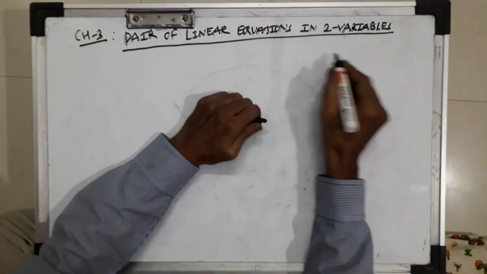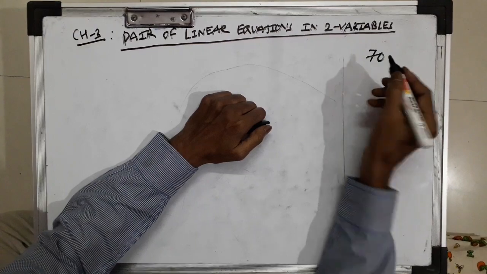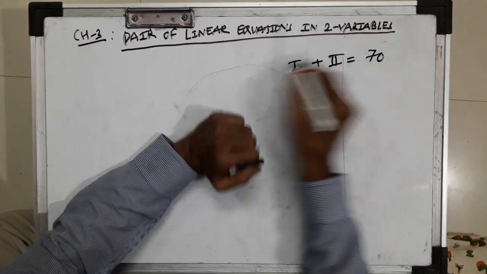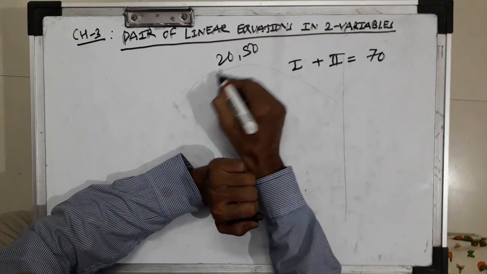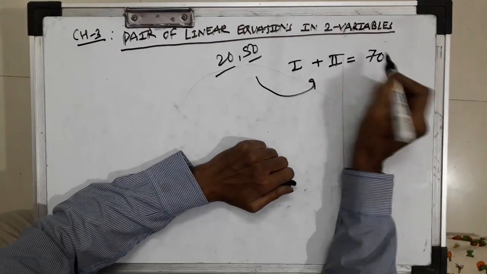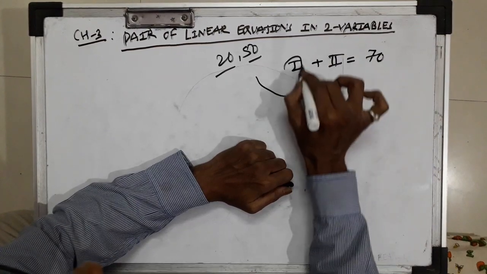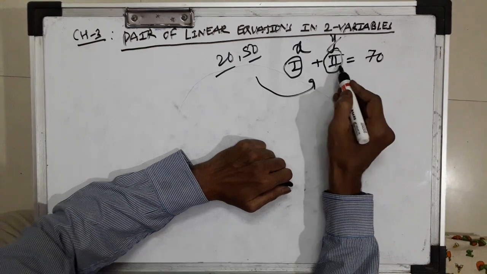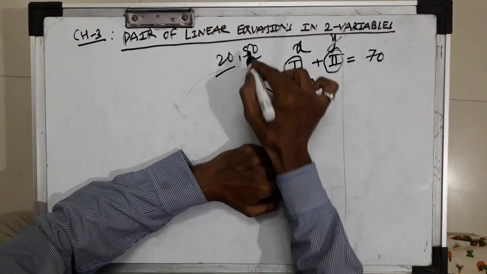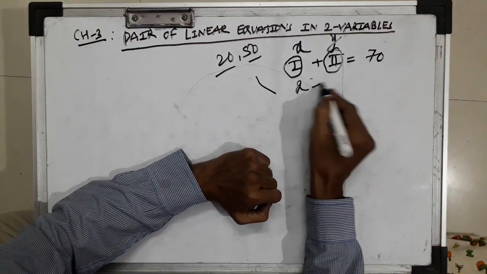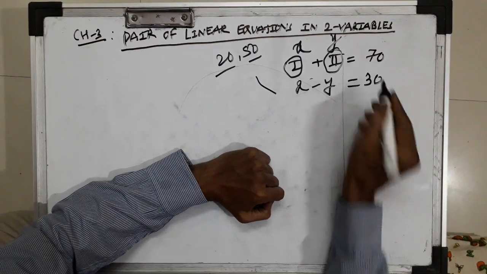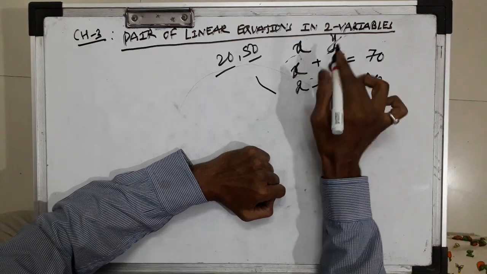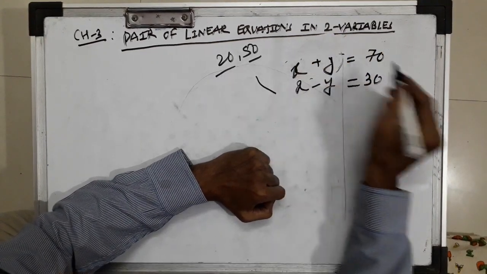The sum of two integers is 70. We don't know the first integer, we don't know the second integer. Our answer is these two numbers, from which we are forming the equations. The sum of two numbers is 70. We don't know the first number, so we suppose it as x and the other as y. And the difference of the two numbers is 30. See, we don't know the numbers. The first number is x, the second number is y, and here the word difference comes.